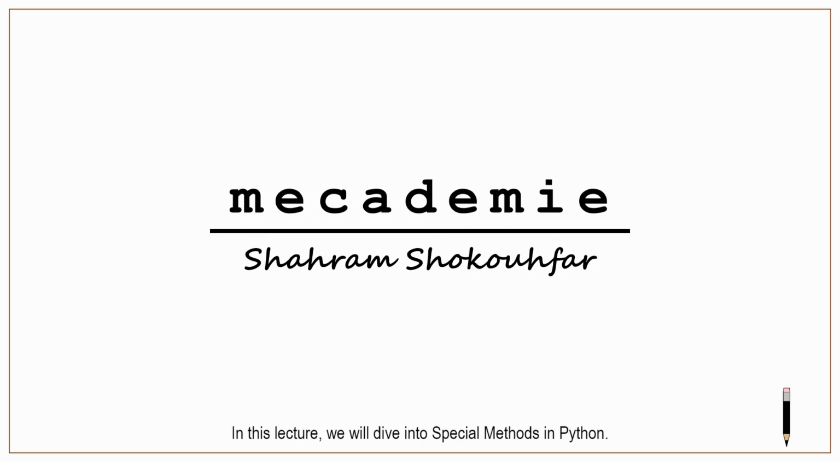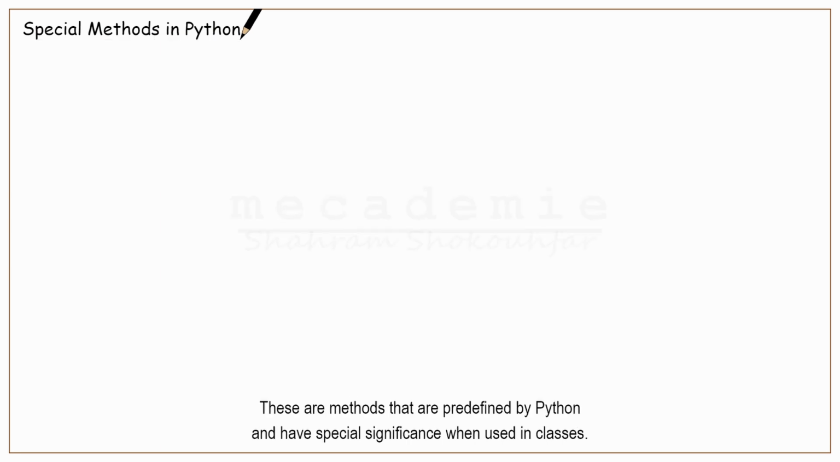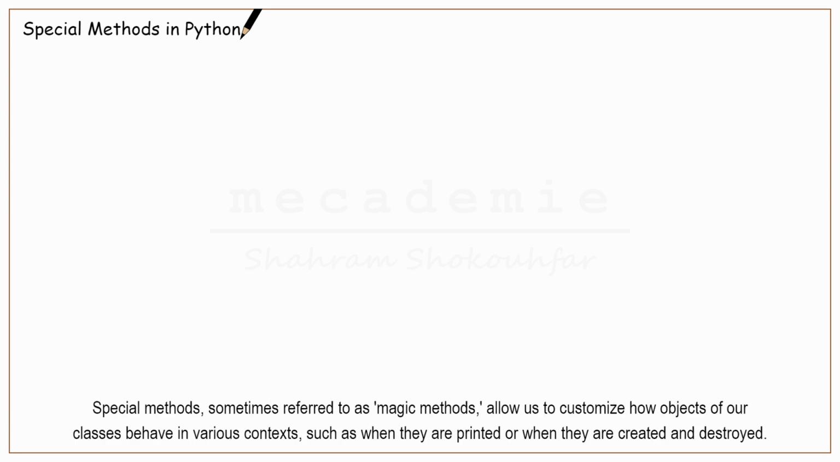In this lecture, we will dive into special methods in Python. These are methods that are predefined by Python and have special significance when used in classes. Special methods, sometimes referred to as magic methods, allow us to customize how objects of our classes behave in various contexts, such as when they are printed or when they are created and destroyed.